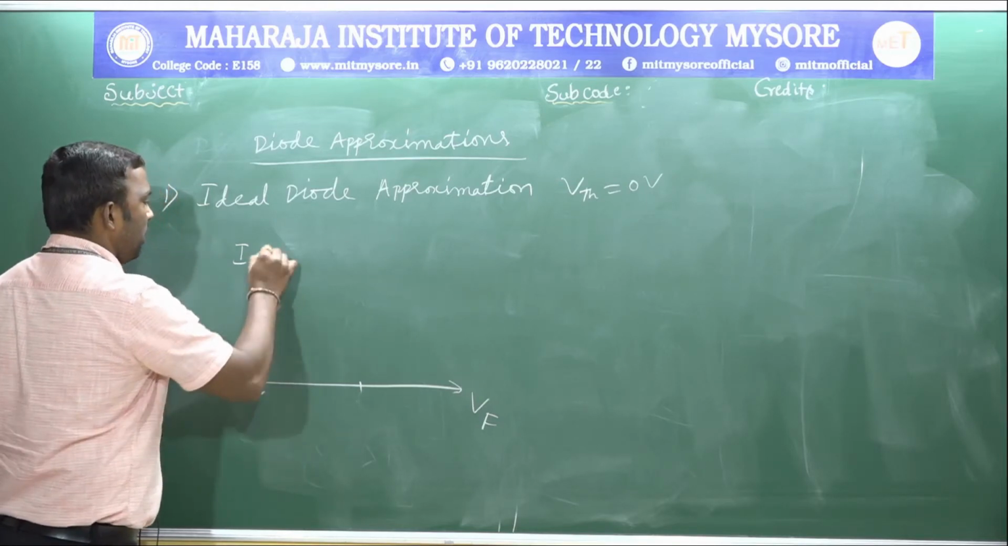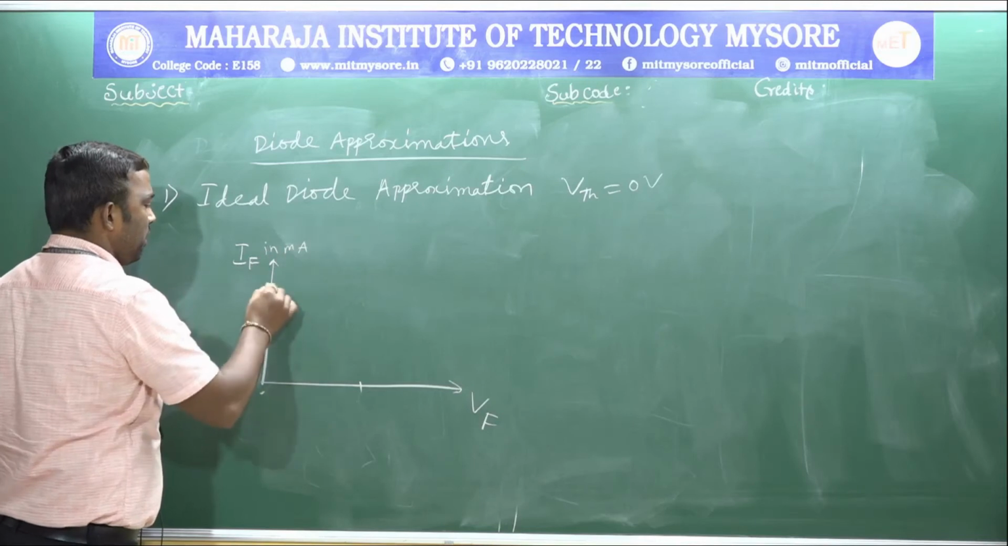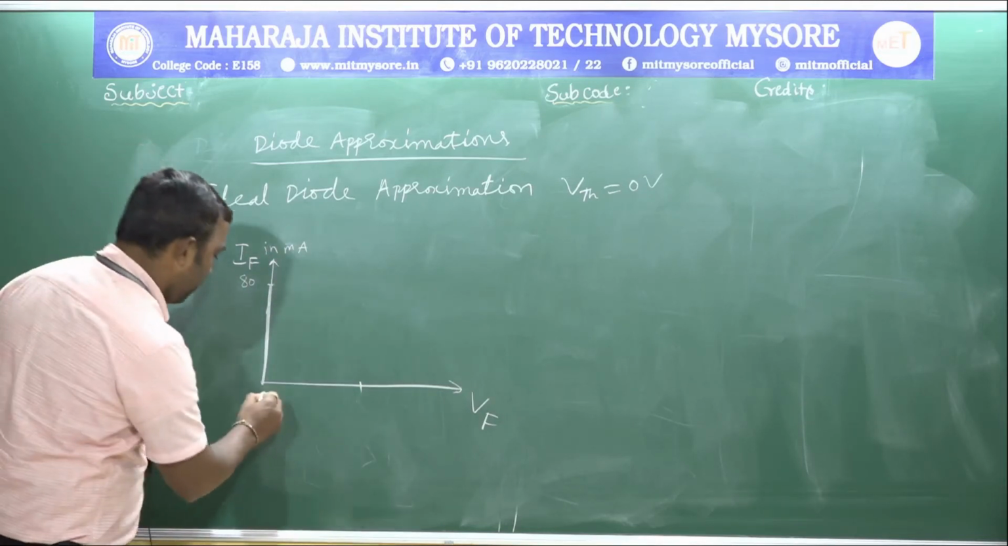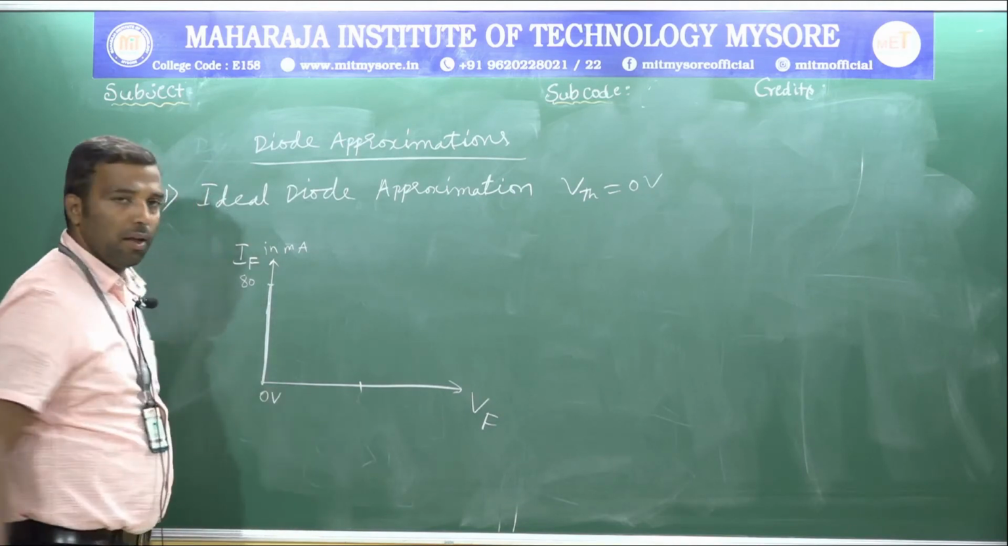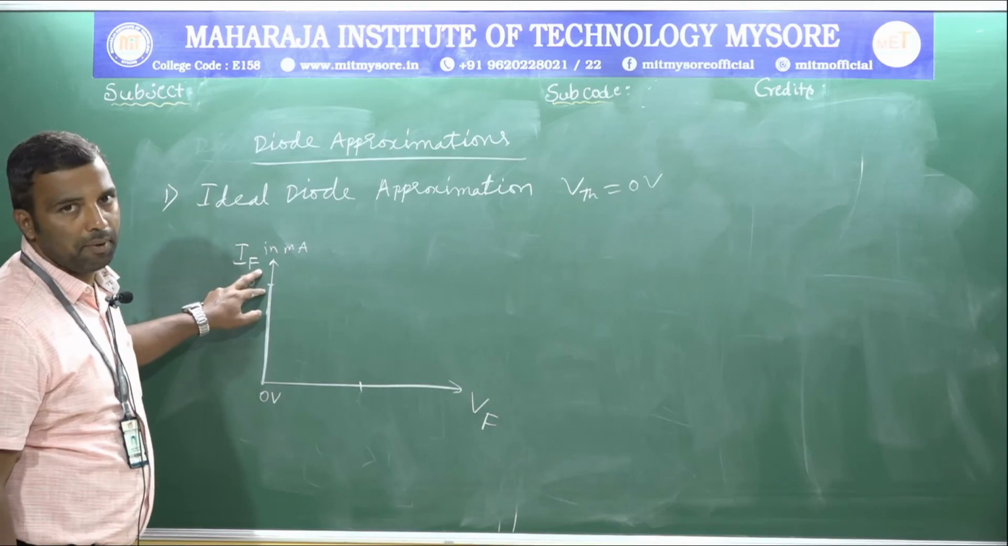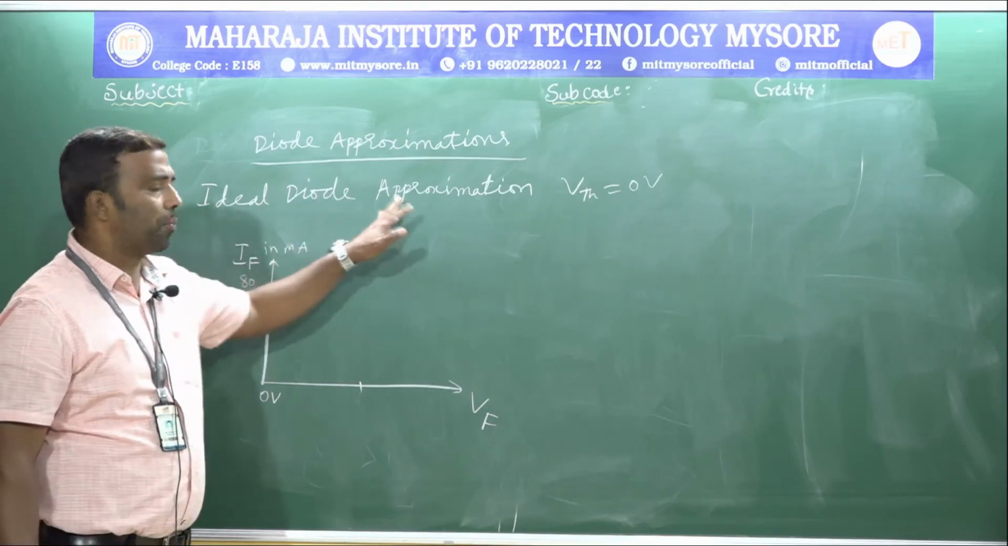Assume that this is in milliamperes, say 80 milliamperes. This is at 0 volts. At 0 volts only, the current is maximum. This is nothing but the ideal diode approximation.